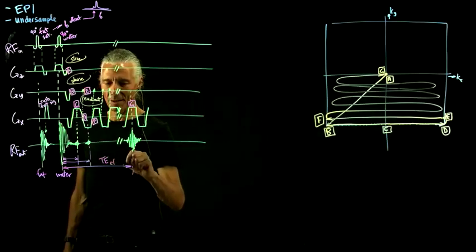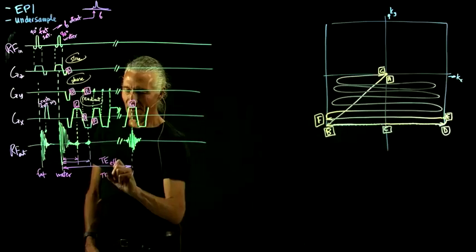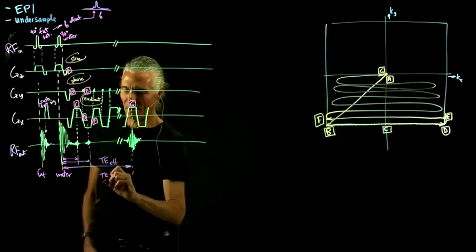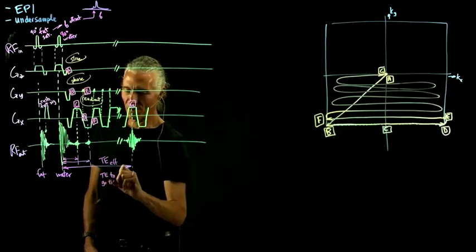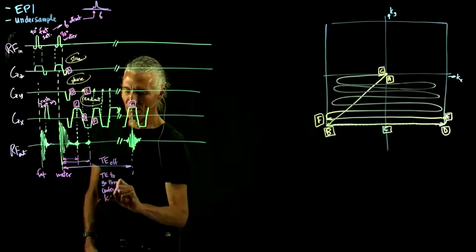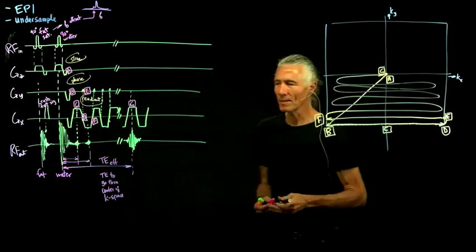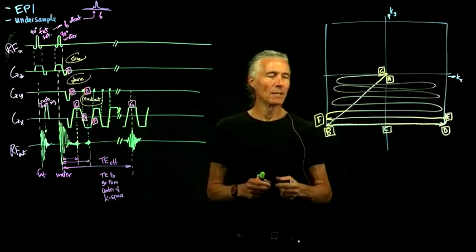So this is the effective TE, because that's the TE to go through the center of k-space. And that's the one that most strongly affects the overall contrast in the image, because the low spatial frequencies are the ones that most strongly affect the contrast.